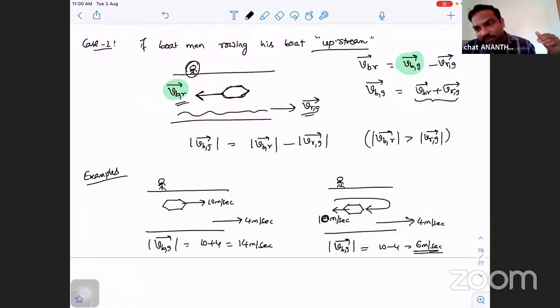Because now the river will oppose me. As the river is opposing him, its speed automatically comes down. In the first case, the river will support. In the second case, the river will oppose. So this is called downstream. And this, going against the river, is called upstream, not upward. So the same terminology you will see in the questions also, downstream and upstream.